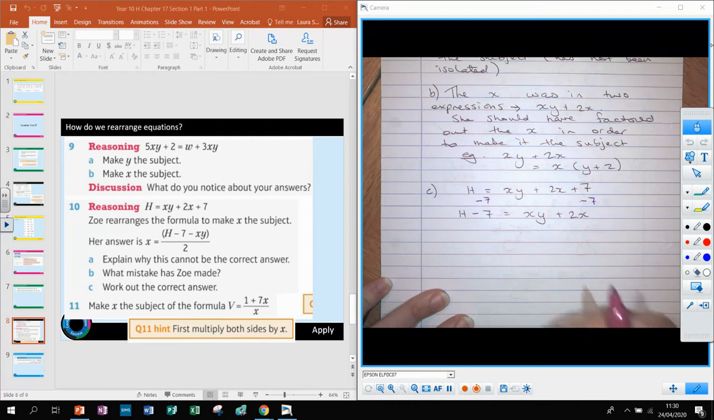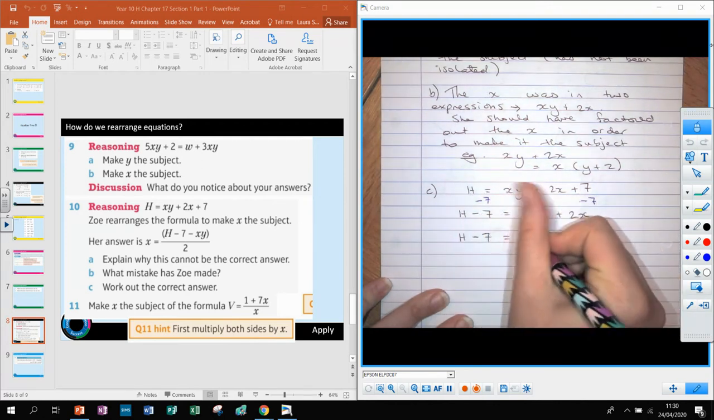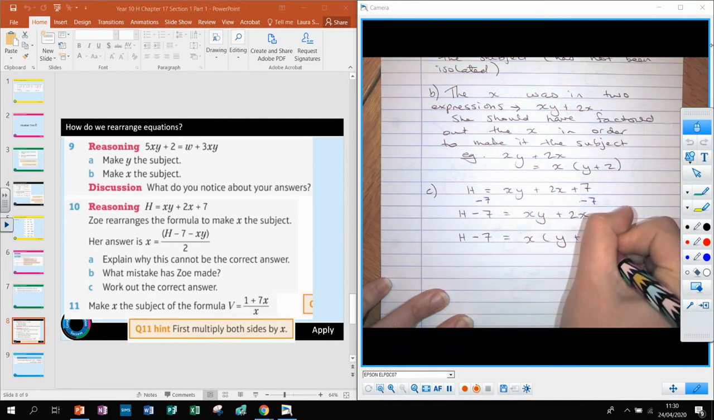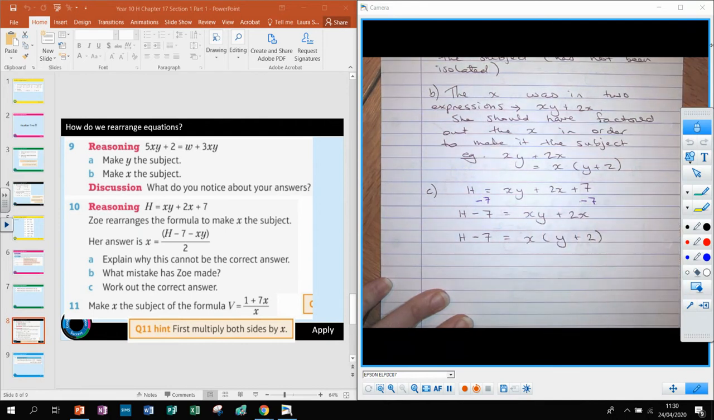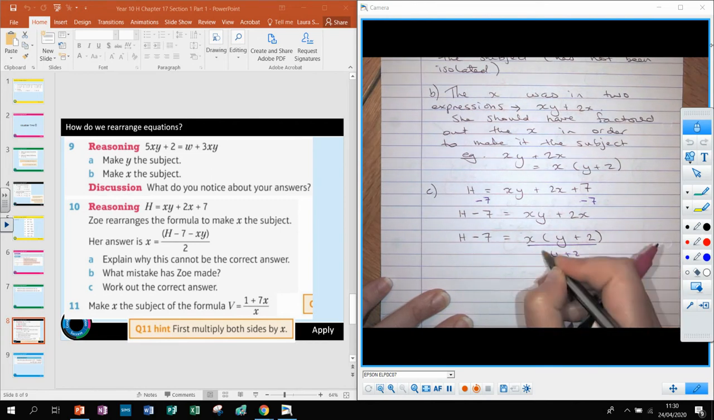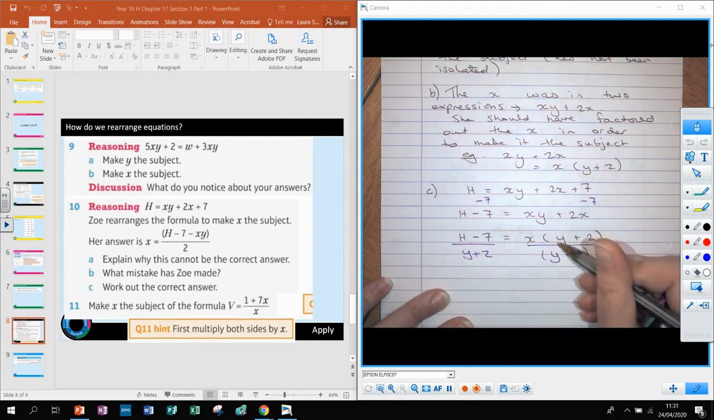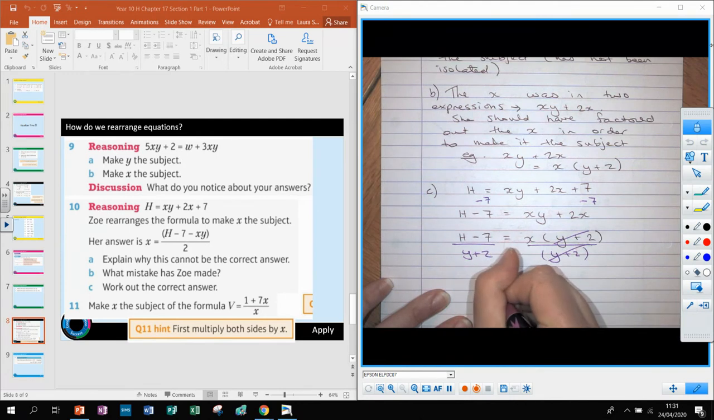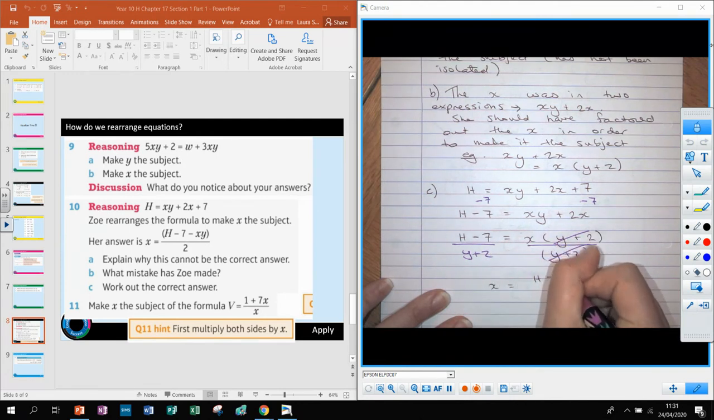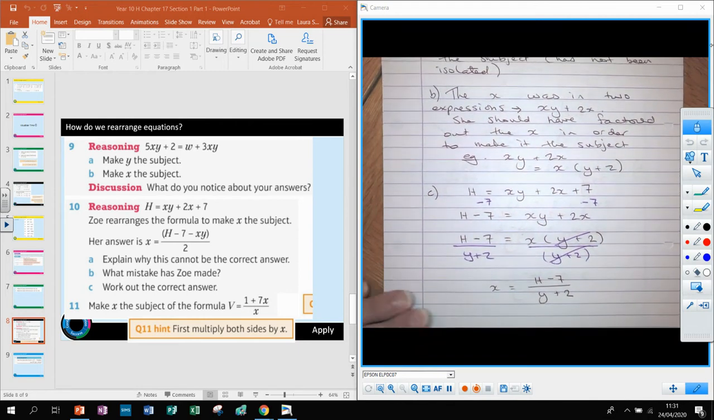Here's where she made her mistake. She should have then done h minus 7 is equal to x brackets y plus 2, and she then should have divided by y plus 2. So let's do that. Those cancel out, and that gives us x is equal to h minus 7 over y plus 2. So that's part C finished.